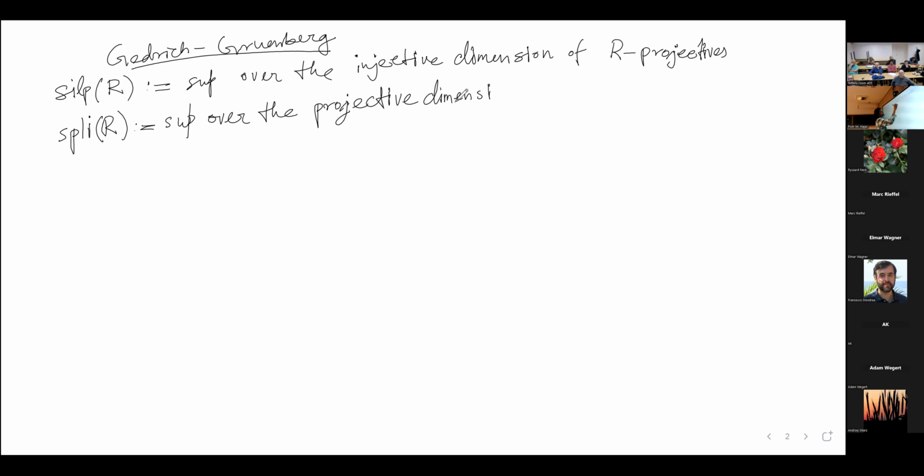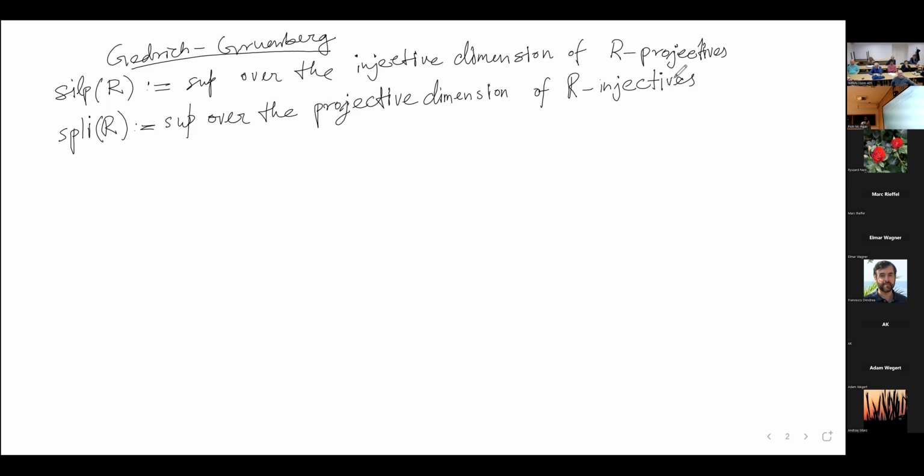Projective dimension of R injectives. Please correct me if I'm wrong. When you talk about either injective or projective dimension, you mean the minimal length of the resolution. So S refers to supremum, and il and pli are dual to each other. Yes.